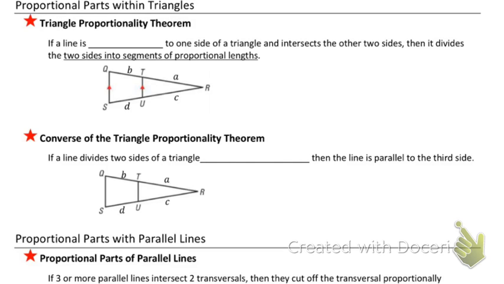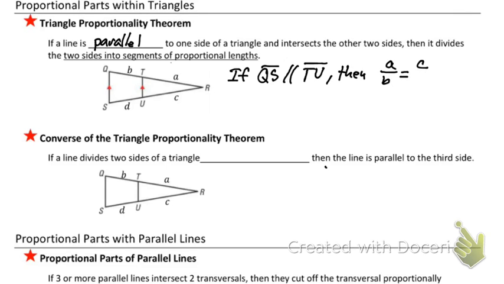So the first one we're going to talk about is the triangle proportionality theorem. And that is, if a line is parallel to one side of a triangle and intersects the other two sides, then it divides the two sides proportionally. What that means is, let's put an if statement. If we have parallel lines, so if QS is parallel to TU, then A divided by B equals C divided by D.